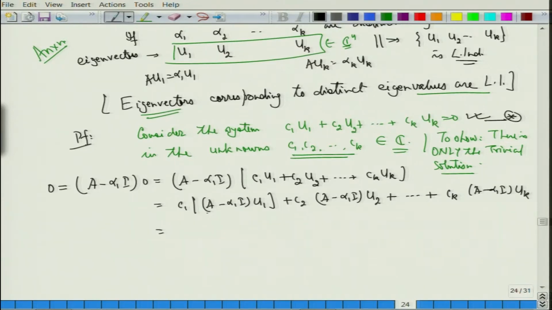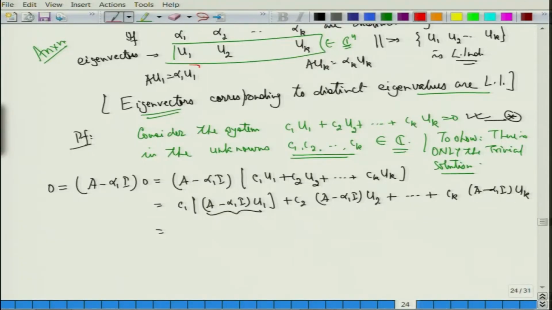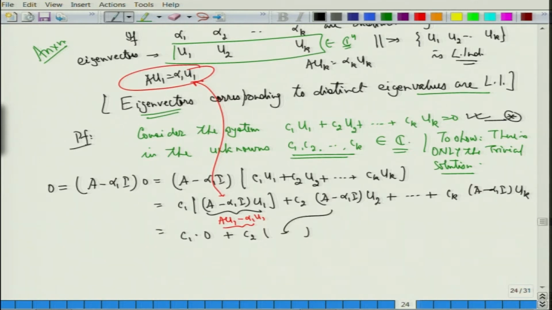Now, what is U1? U1 is an eigenvector corresponding to alpha 1, we already wrote here that A U1 is equal to alpha 1 U1. So if I use this idea here, I get A U1 minus alpha 1 U1, which is a 0 vector. So what I get here is C1 times 0 plus C2 times something that I am not bothered about for the time being, that we will write afterwards, plus CK times something here. Is that okay?